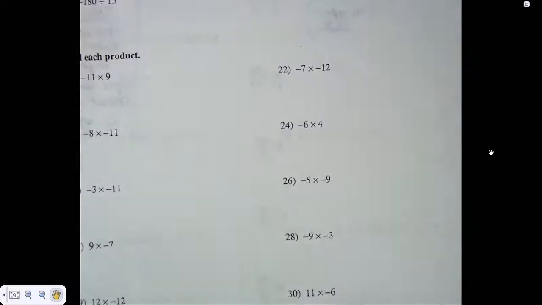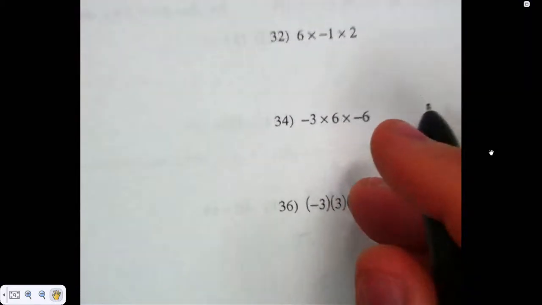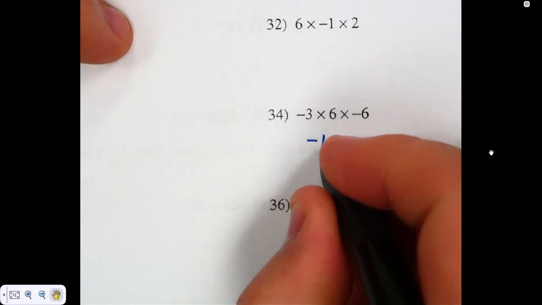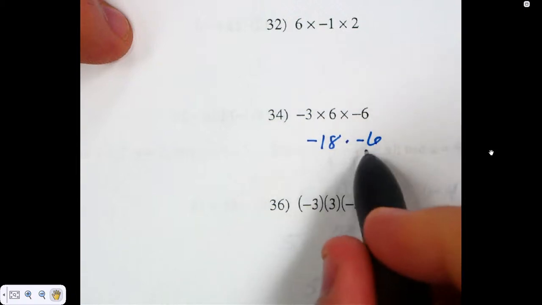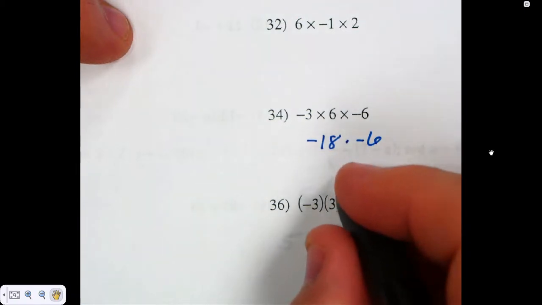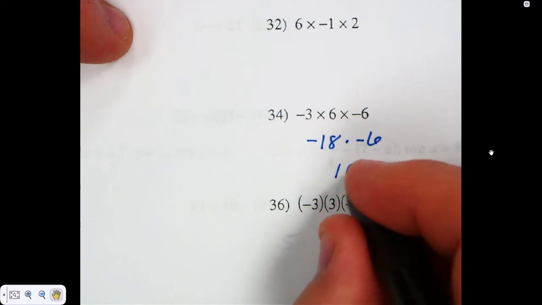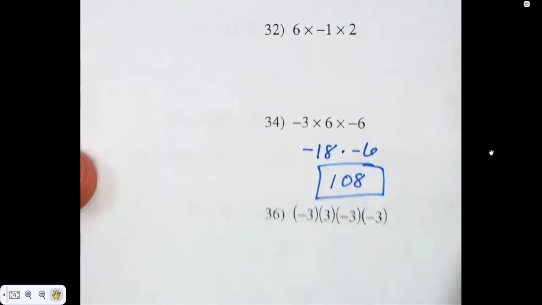Other side is multiplication. Same type of deal, right? When you get to ones like these, look at number 34. Negative 3 times 6 is a what? Times negative 6. So, positive. What's a negative 18 times a negative 6? Positive. 108? Is that right? So now we're dealing with signs, right? Uh-oh. Let's go to the next one.